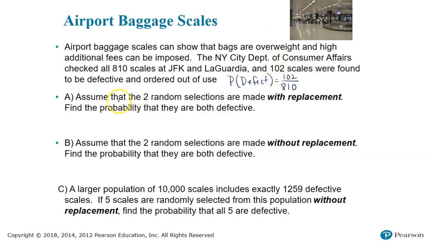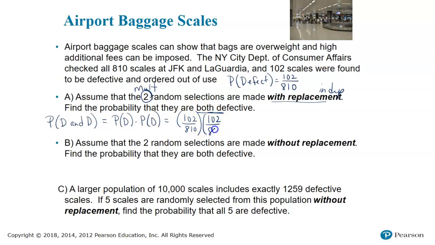All right, so looking at this first one, it says assume that the 2 random selections are made with replacement. So a couple things. 2 indicates we're going to use the multiplication rule. With replacement indicates it's independent. So it says find the probability that they're both defective. So we want the probability of a defect and another defect. Because they're independent, we're just going to multiply the probability of a defect times the probability of a defect. So we're going to get 102 out of 810, and it's going to stay the same for the second parenthesis. And so for that particular calculation, it's 0.0159.